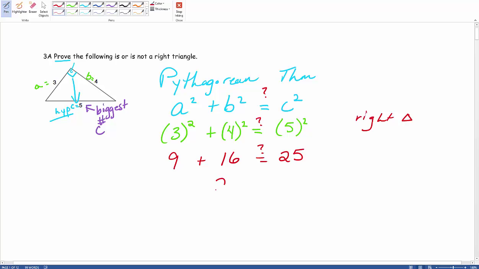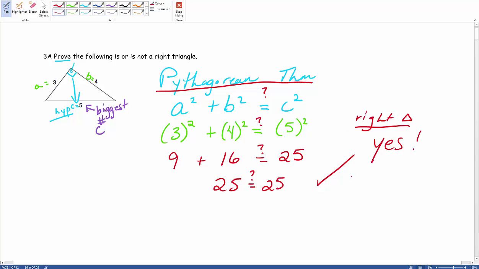9 plus 16 gives us 25. Is that, in fact, equal to 25? It most certainly is. So then the answer to this would be yes. This is, in fact, a right triangle. Because again, the Pythagorean theorem only works for right triangles.